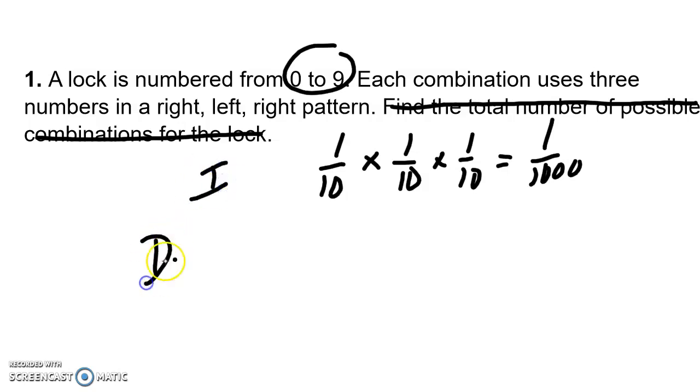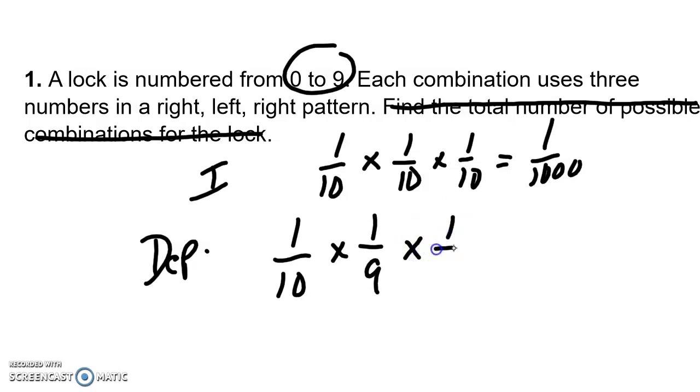So let's talk dependent, though. If you're using 0 to 9 and you cannot repeat a number, you still have 1 out of 10 for the first one. But the next time, you can't use one of them, so now you're down to 1 over 9. The next one, now you're out of these, 1 over 8. And that means you're talking about a 1 out of 720 chance that they can guess it. Still pretty high, but it does change your probability.